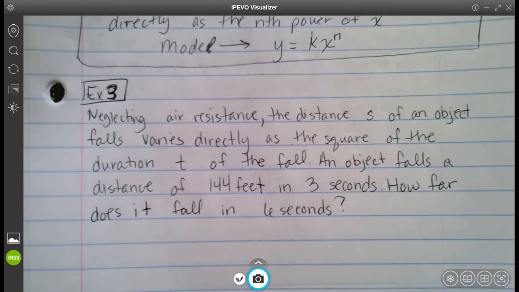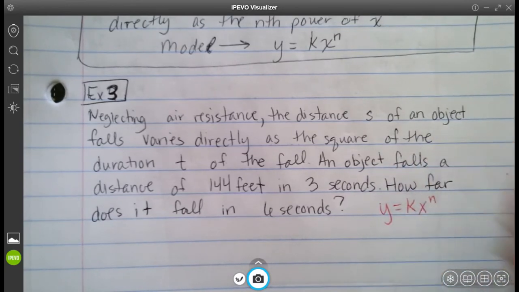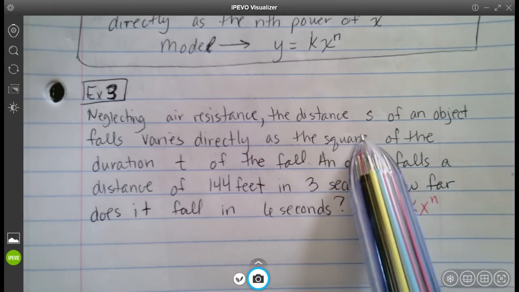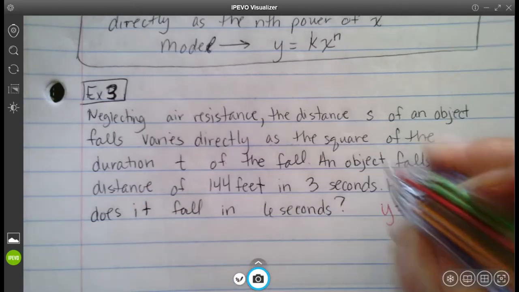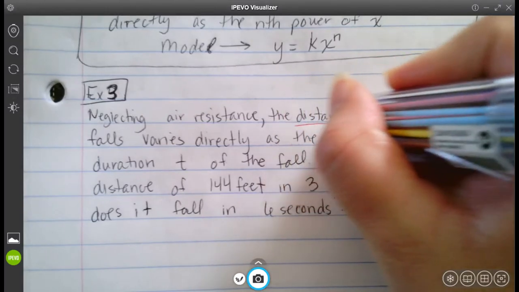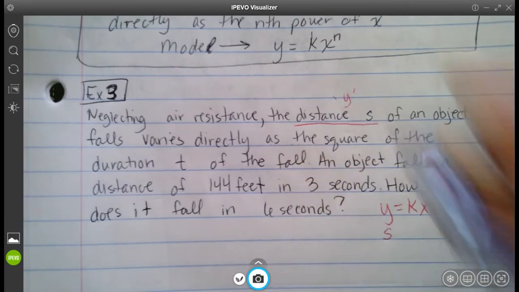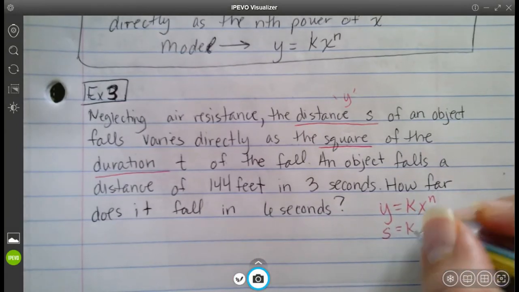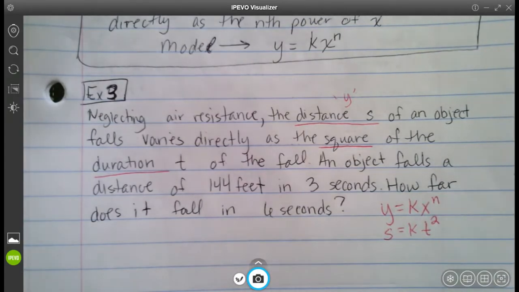What we're going to do first is write our y equals k x to the n power, just to match up what goes with what. It looks like our distance s is the first thing mentioned, and it's the one that varies directly with the other, so distance s would be our y. It varies directly as the square, so there's our exponent, of the duration t. So s is equal to k times t squared, and that's the formula we're going to be looking at.